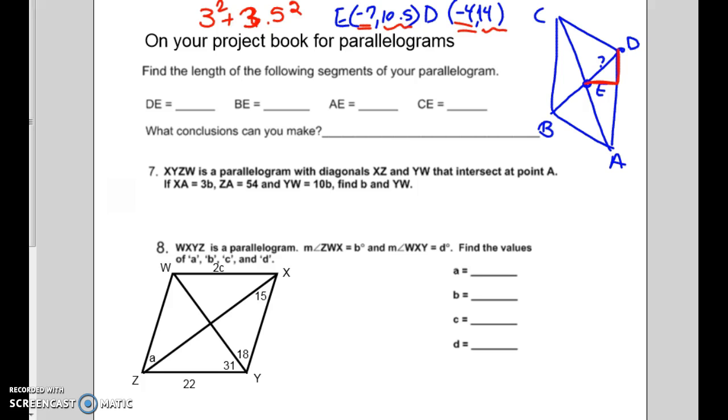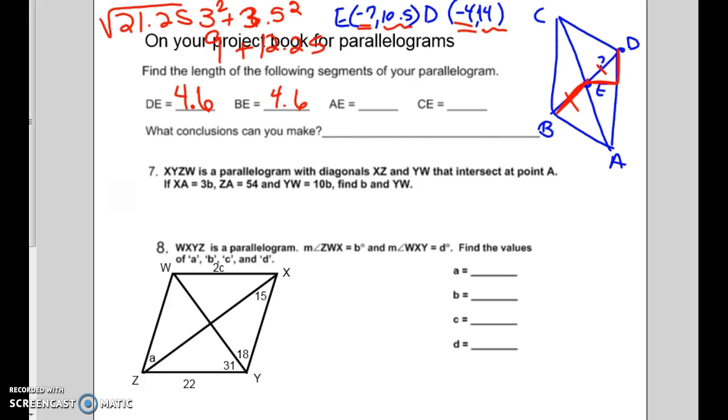3.5 squared. Let's see, 3 squared is 9. What is 3.5 squared? 12.25? And if I add those together, I get 21.25. Take the square root of that. Well, 4 times 4 is 16, 5 times 5 is 25. Good. 4 point what? 4.6. Well, how big is BE? 4.6. Why? Because they're the same. Remember, E was the midpoint. These two are the same.